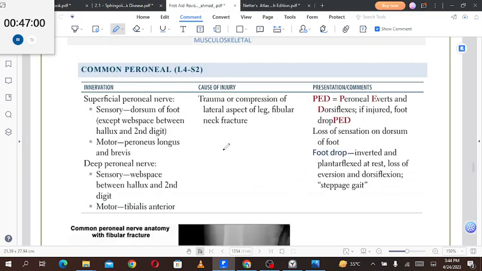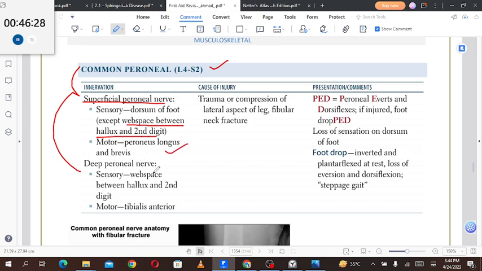So the common peroneal nerve has L4 to S2 innervation. The common peroneal nerve will divide into the superficial and deep peroneal nerves. The superficial peroneal nerve gives sensory innervation to the dorsum of the foot, except the web space between the hallux and second digit, which will be supplied by the tibial nerve, I guess. No, which will be supplied by the deep peroneal nerve. Motor is for the peroneus longus and brevis.